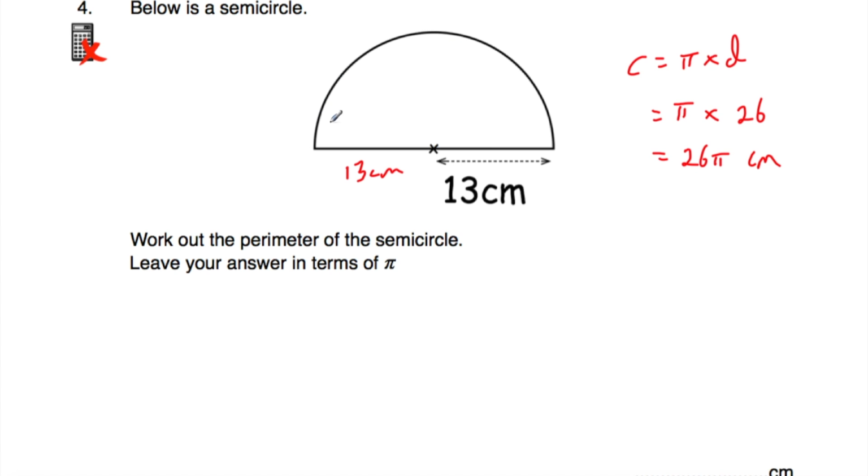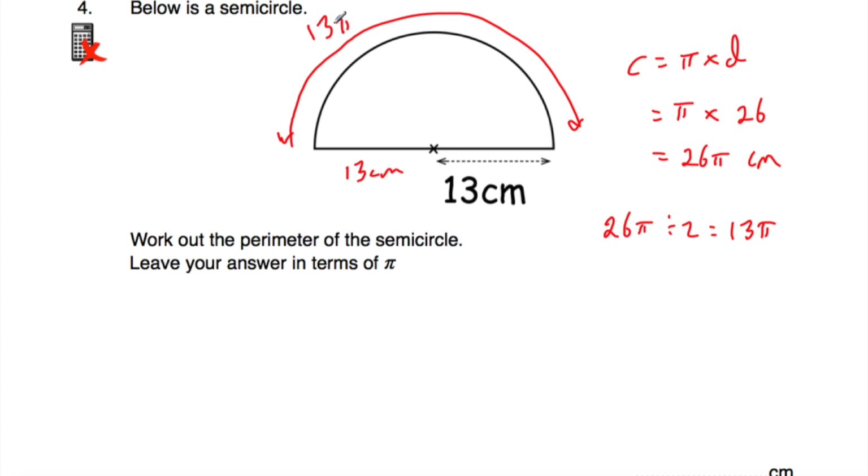But this is a semicircle, it's half of a circle, so we're going to half it to find the length of this arc. So we're going to do 26 pi divided by 2, and half of 26 is 13, so it'll be 13 pi. So the length of this arc, the distance from here around to here, will be 13 pi. Now we want to find the perimeter of the whole semicircle, so it'll be 13 pi plus 13 plus 13, or 13 pi plus 26, and that's it. We can't simplify that because it's 13 lots of pi and then plus 26. We could write it the other way around, 26 plus 13 pi, and that's the same answer.